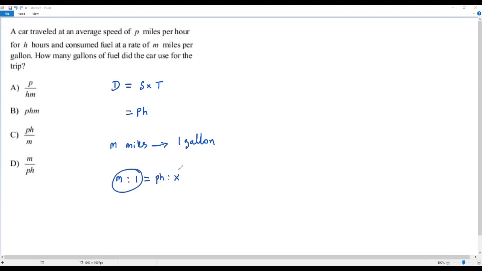For that we can write each ratio as a fraction. When I write this ratio as a fraction, I'm getting M over 1. And here we get PH over X. Since our aim is to solve for X, let's try to get this X in the numerator. For that we have to take the reciprocal on both sides of this equation. When I take the reciprocal of this M over 1, I'm getting 1 over M. And when I take the reciprocal of this PH over X, I'm getting X over PH.